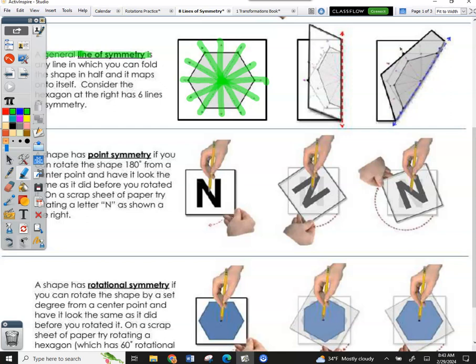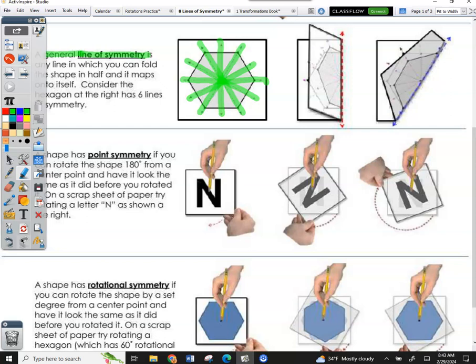Why do you think there's 6 lines of symmetry? 6 sides. Those go hand in hand. So how many lines of symmetry do you think a square would have? 4. What about an equilateral triangle? Equilateral meaning all the sides are equal. 3.